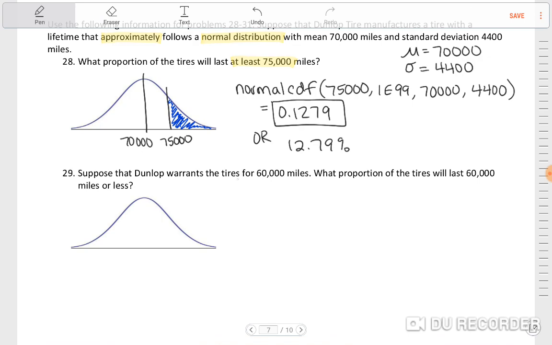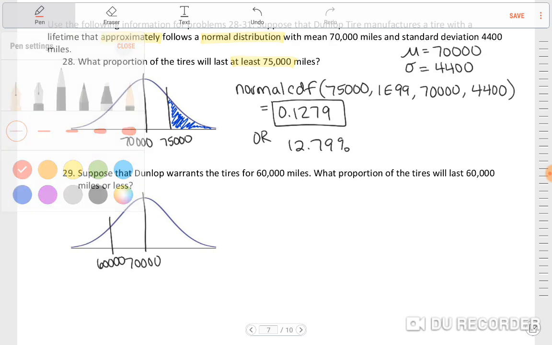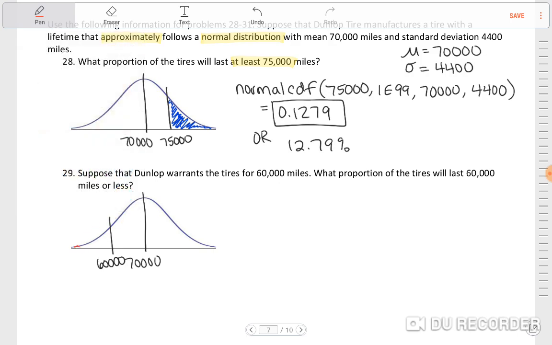Suppose that Dunlop warrants the tires for 60,000 miles. What proportion of the tires will last 60,000 miles or less? Okay, so 70,000 is still our mean. And 60,000 is going to be way over here. Okay. And it says, what proportion of the tires will last 60,000 miles or less? So that's this way.